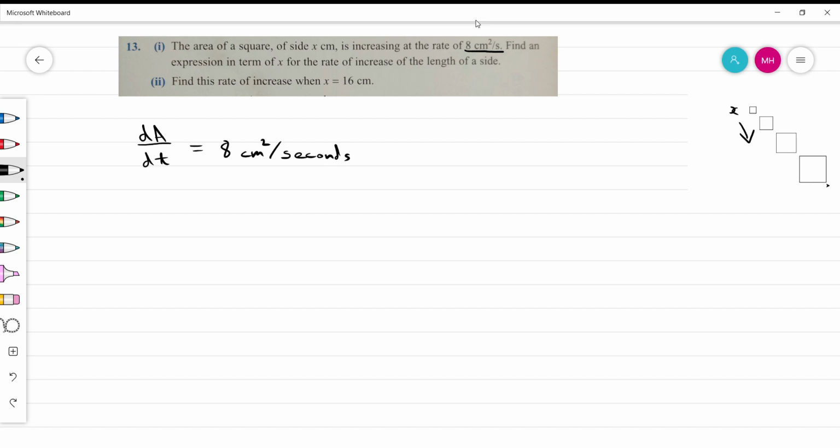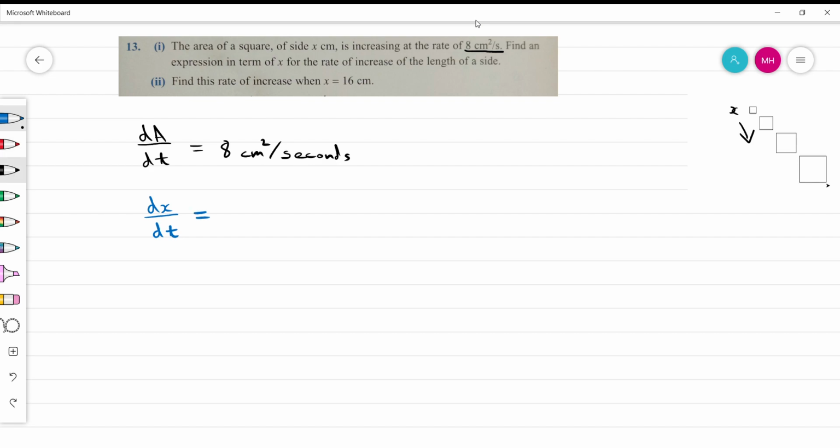Now, find an expression in terms of x for the rate of the increase of the length of a side. Now, what does that mean in derivative terms? Well, it's just the rate that the side of the square is changing with respect to time. That's what we want to find out, dx/dt. Now, this is the bit which can be a bit tricky.